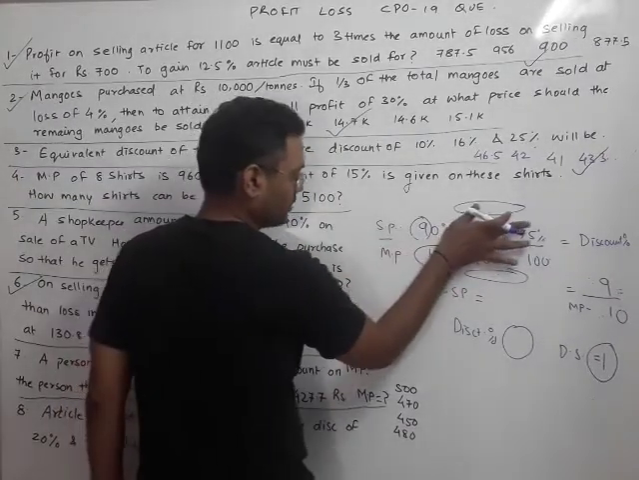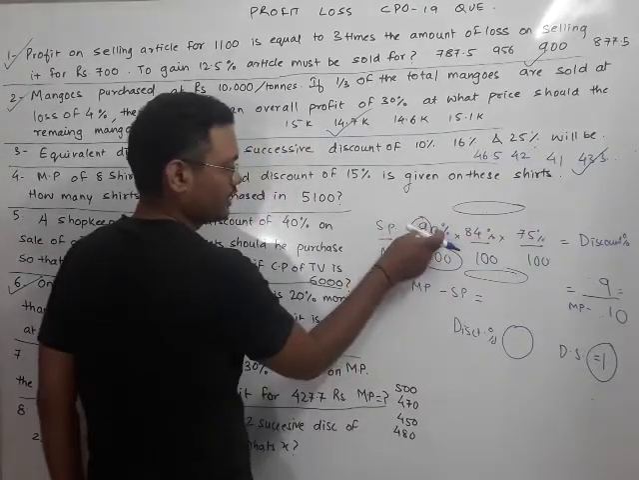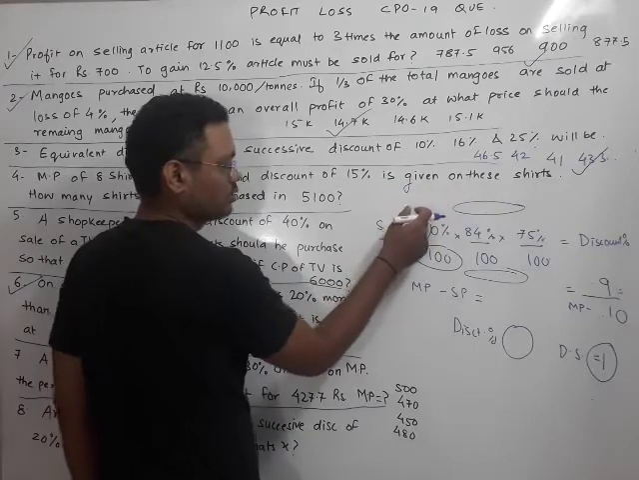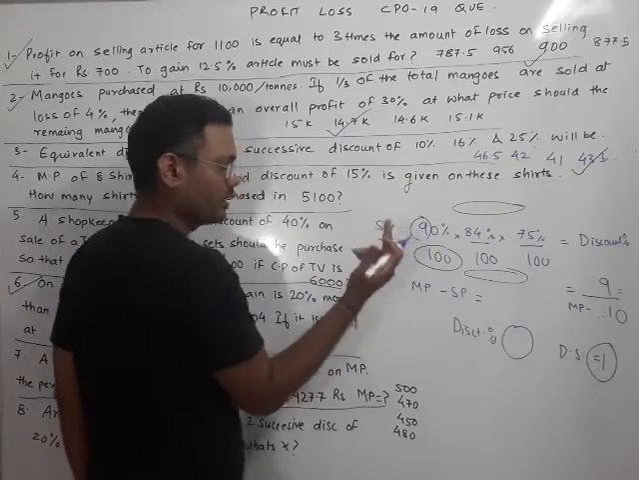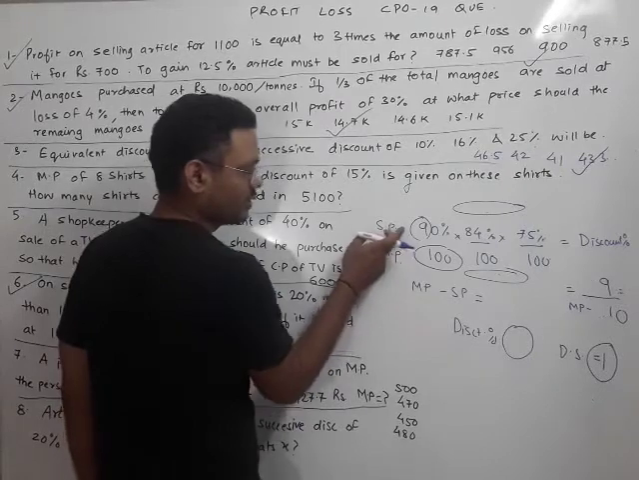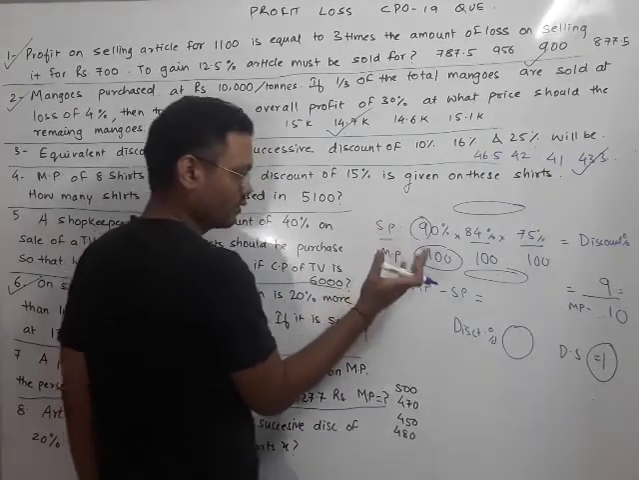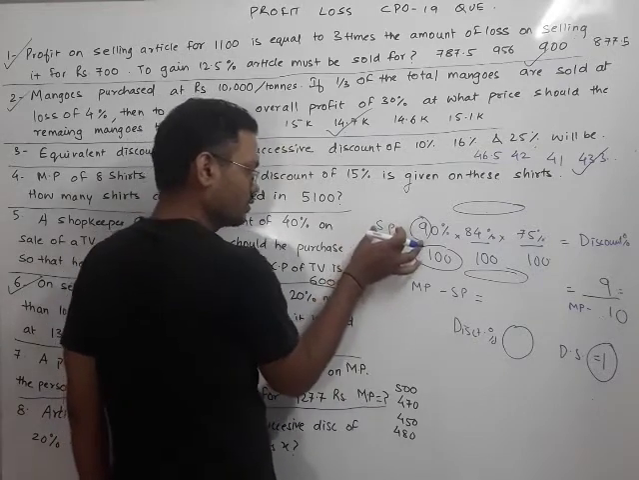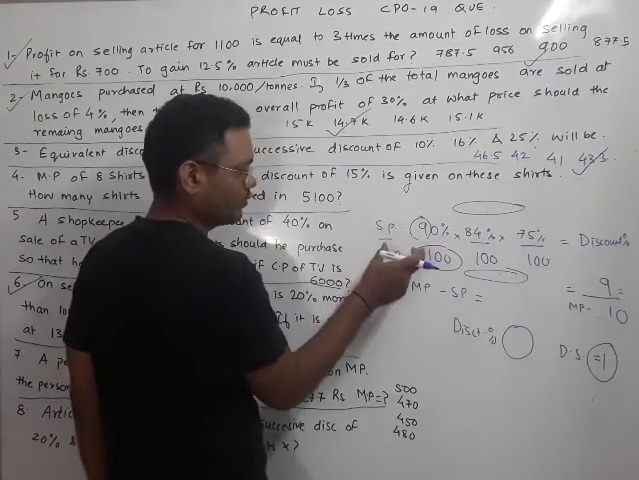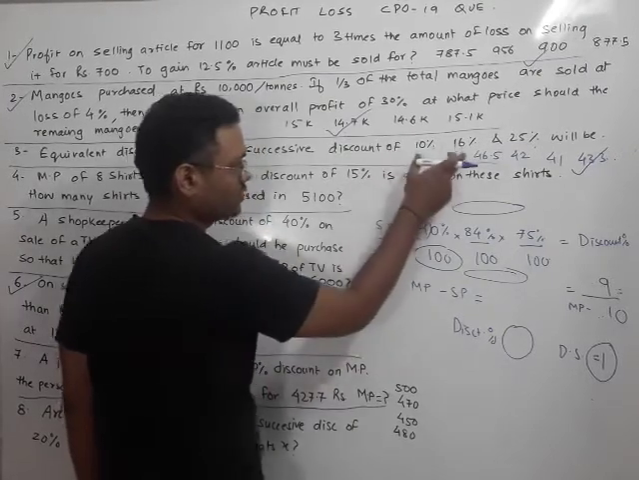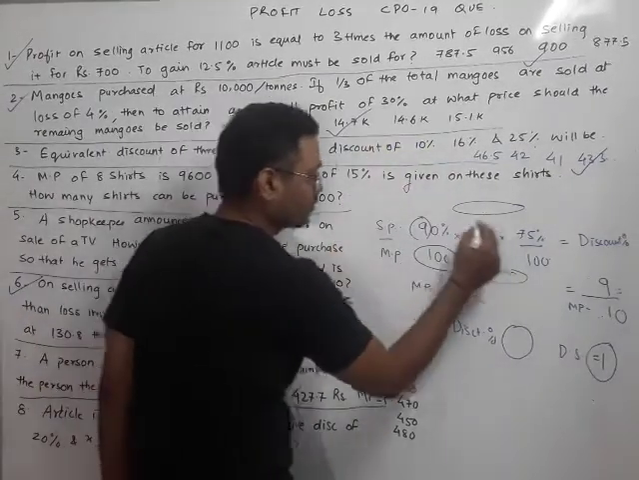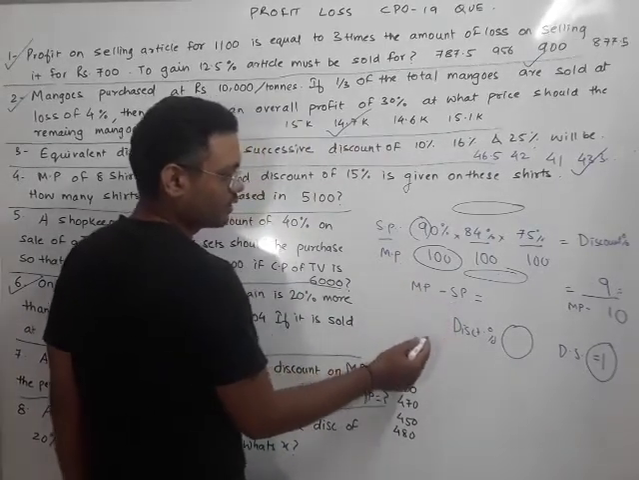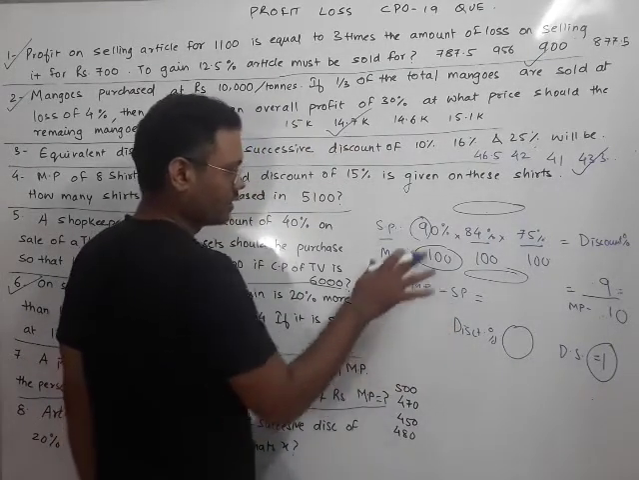Understand one thing, let's say if this is not there, it is for 90 rupees, this is for 100 rupees, 10% is the discount. How did I find 10%? I did this minus this, that gave me the discount percentage. This is the easiest way of finding a discount percentage when there are 3 successive discounts given. Otherwise you have to multiply these 3 and then subtract it from 100. That is when you get it.